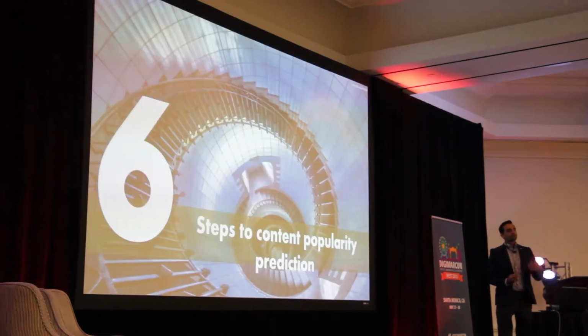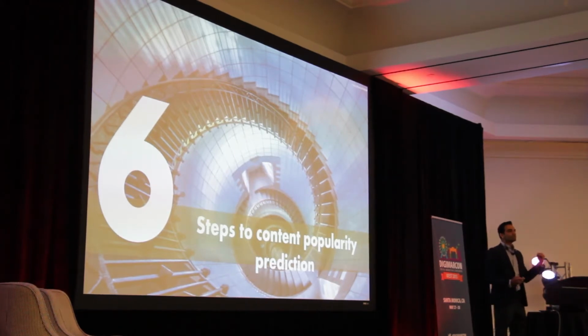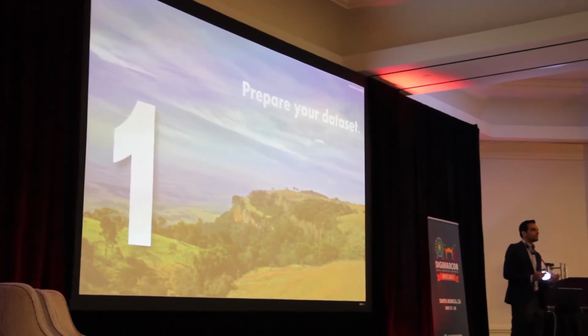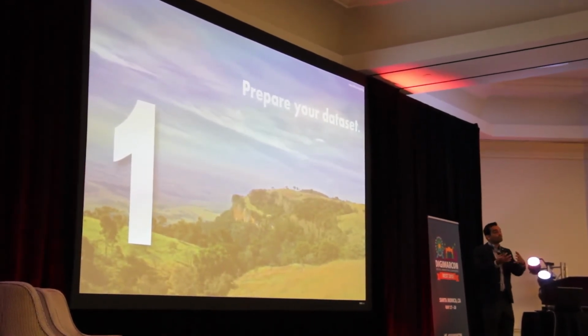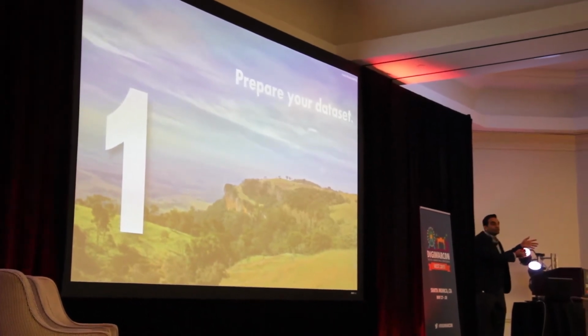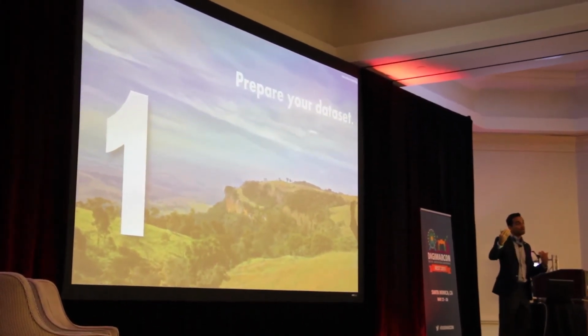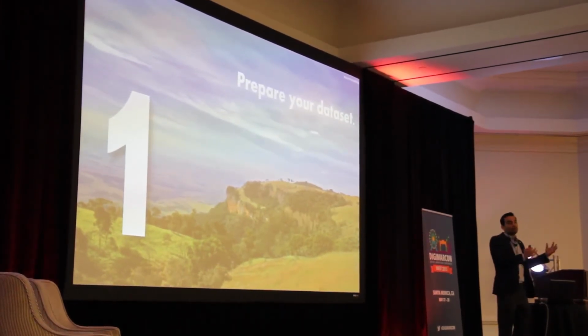So let's get started. As promised, here are the 6 steps on how to apply data science to predict content marketing popularity. Step 1, prepare your data. This is how the prediction engine works. In order for you to predict something, you have to have historical data. So if I am trying to create a popular or viral content, then I have to have a historical list of the content that's already popular in my industry.